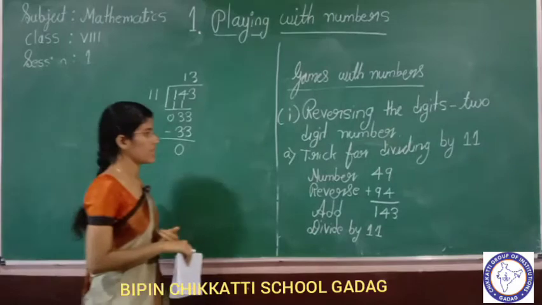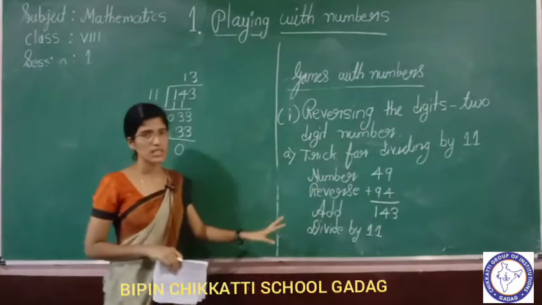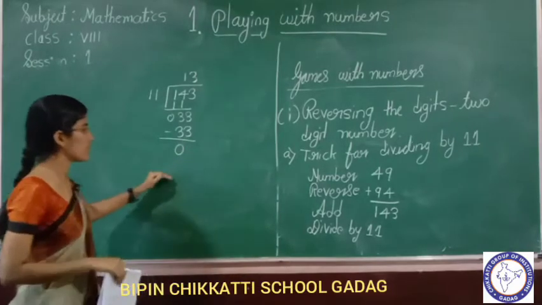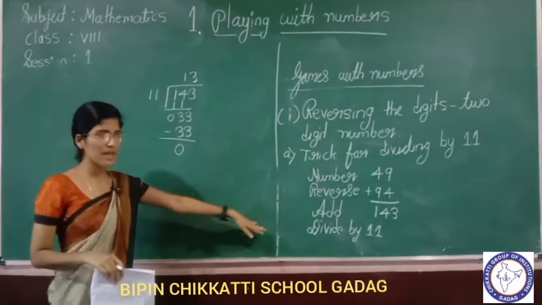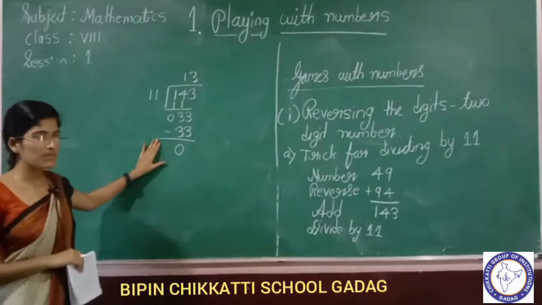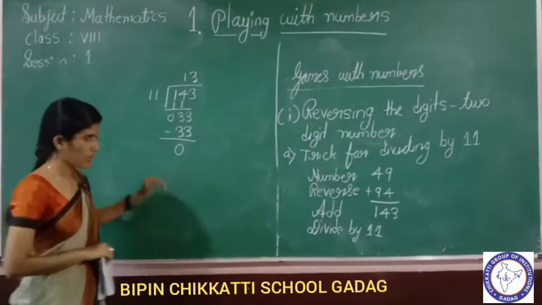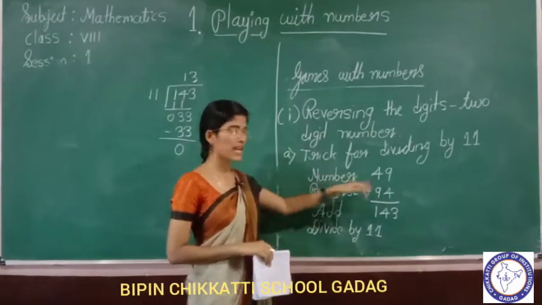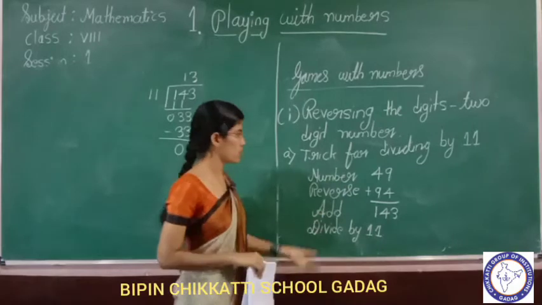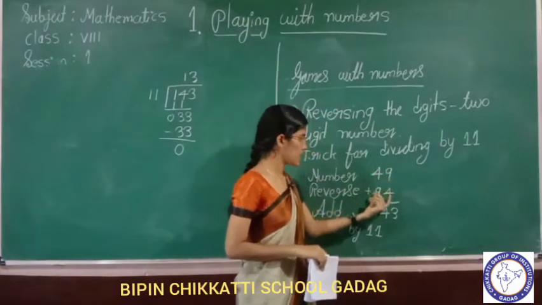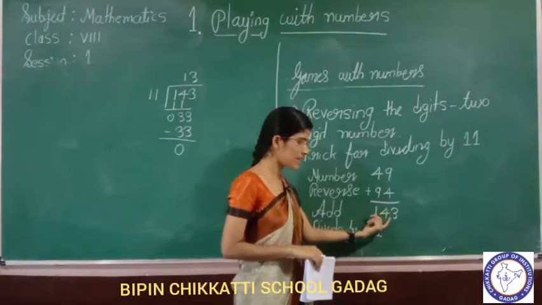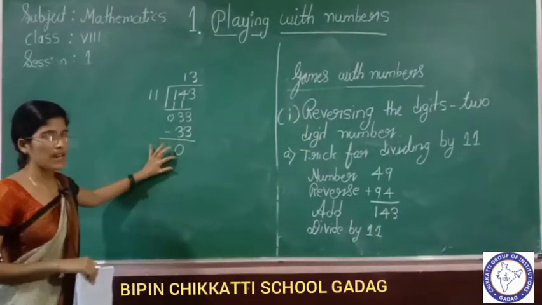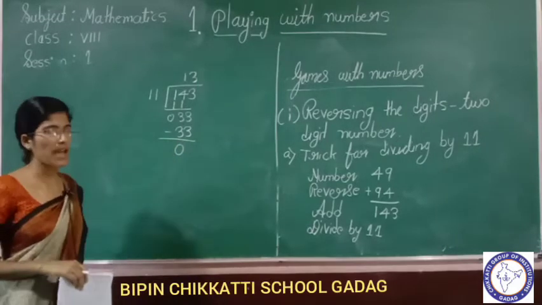What I want to tell is, take any 2-digit number. You can take any other 2-digit number, not 49 only. You can take a different one also. Definitely, perform the same thing and the remainder will come 0 only. Take a 2-digit number, reverse it, add it, divide by 11, and you are going to get remainder 0. So what is the trick behind this?